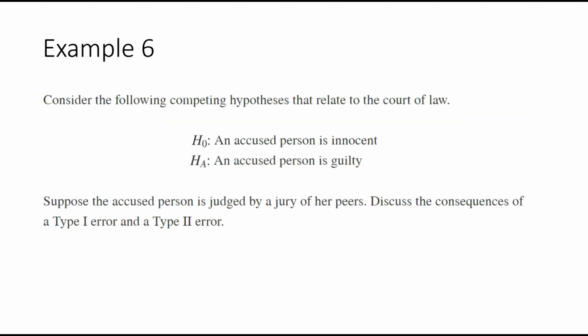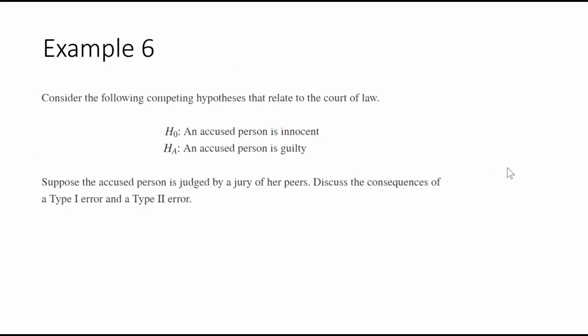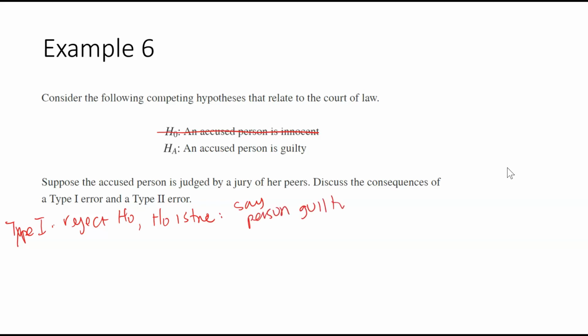So consider these hypotheses. An accused person is innocent, null. Alternative, an accused person is guilty. Suppose the accused person is judged by a jury of her peers. Discuss the consequences of a type 1 and type 2 error. So we'll do the same thing here. A type 1, just to remind you, we reject the null, but the null is true. So let's look at what that means in the situation. We reject the null, so we cross that out. So we say the person is guilty, but really they are innocent.